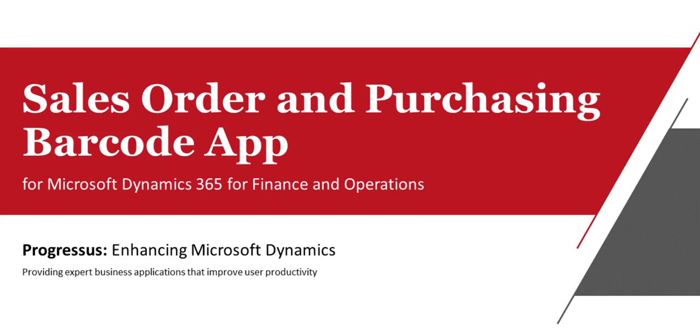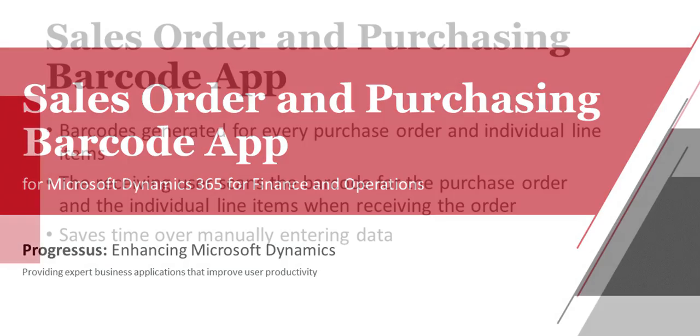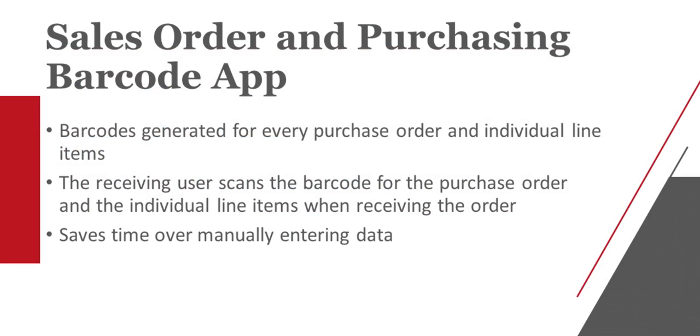In this video, we'll see how the Sales Order and Purchasing Barcode app enables an organization to effectively manage the inflow and outflow of inventory in the warehouse. For the warehouse worker, handling inbound and outbound inventory is a tedious task.